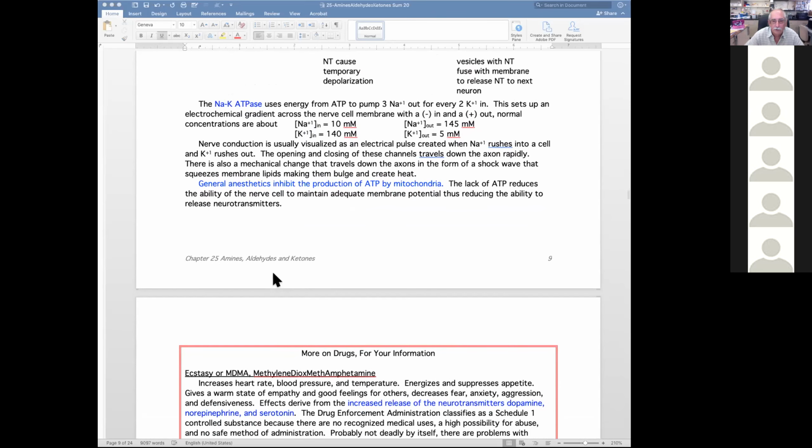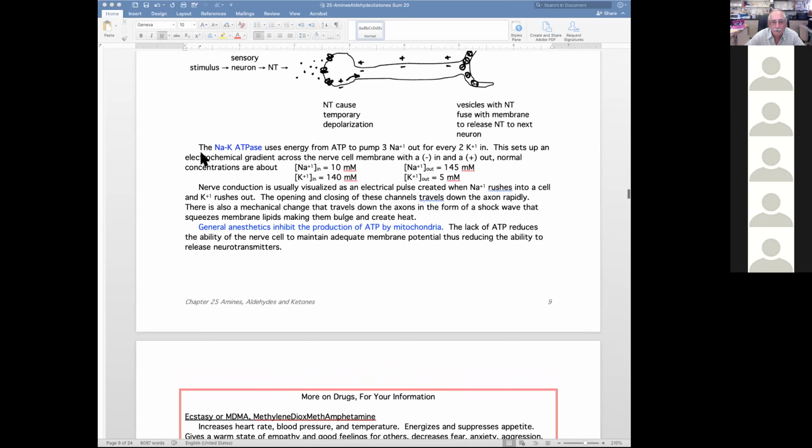So here's one of the things I've worked on before. I studied mitochondria and I looked at the effect of general anesthetics. General anesthetics, what do they do? You've probably been under general anesthesia. They put the mask on you and in a couple of seconds, you're gone. What general anesthetics do is they inhibit the production of ATP by mitochondria. They uncouple the mitochondria. And that lack of ATP reduces the ability of the nerve cells to maintain adequate membrane potential. It doesn't have enough ATP to run the sodium potassium ATPase.